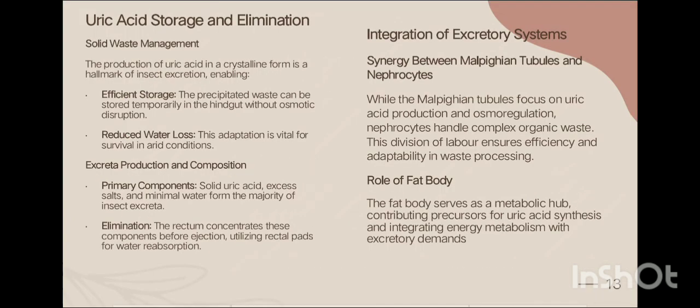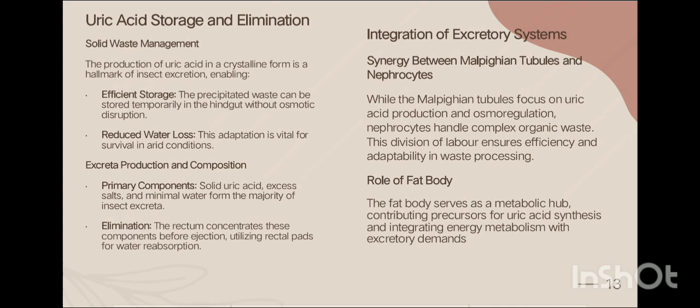Next one is uric acid storage and elimination. First is solid waste management. By efficient storage, the precipitated waste can be stored temporarily in the hindgut without osmotic disruption and with reduced water loss. It is also an adaptation we saw earlier. The excreta's primary component will be uric acid, and elimination concentrates these components before ejection, utilizing the rectal pads for water reabsorption. So this shows that the terrestrial insect has minimal water ejection, so that maximum water reabsorption is possible.